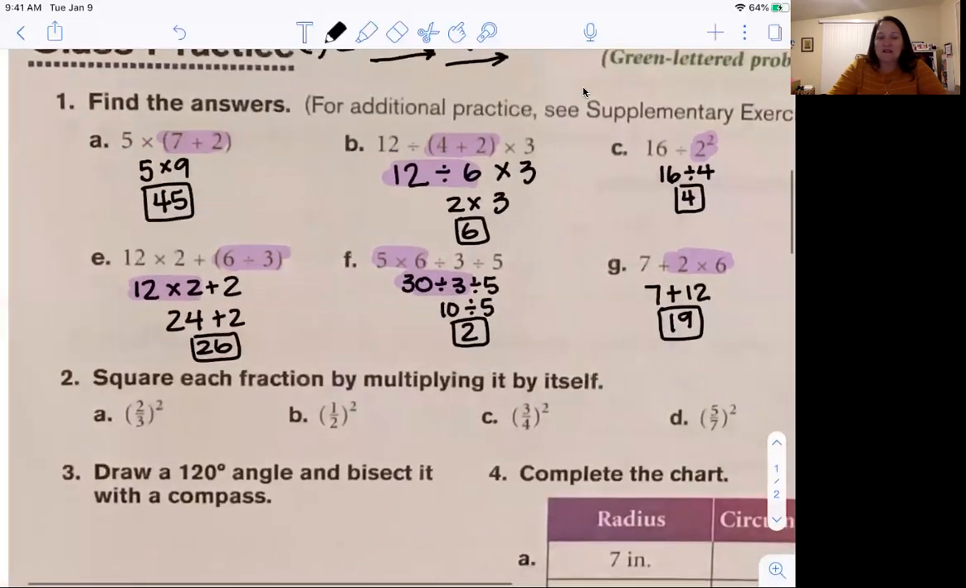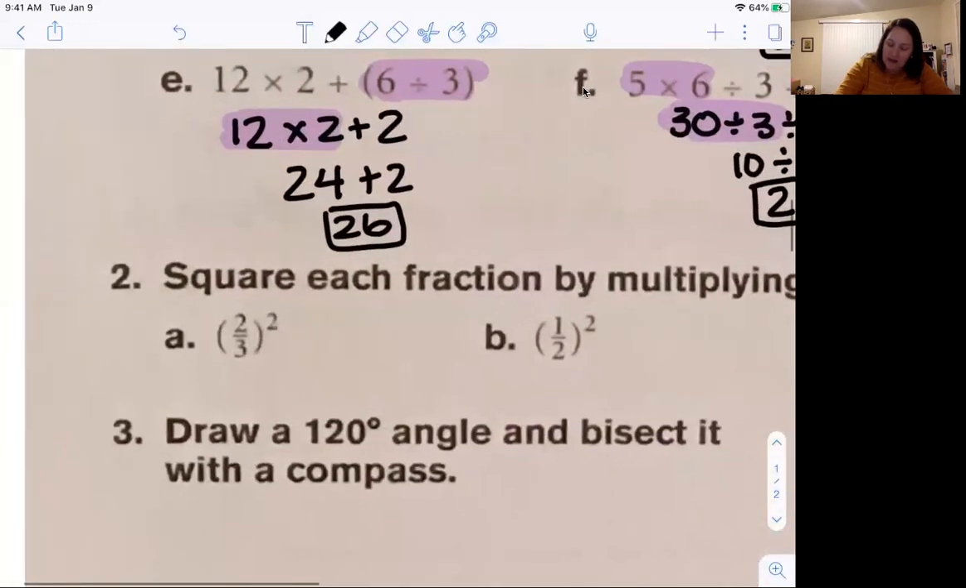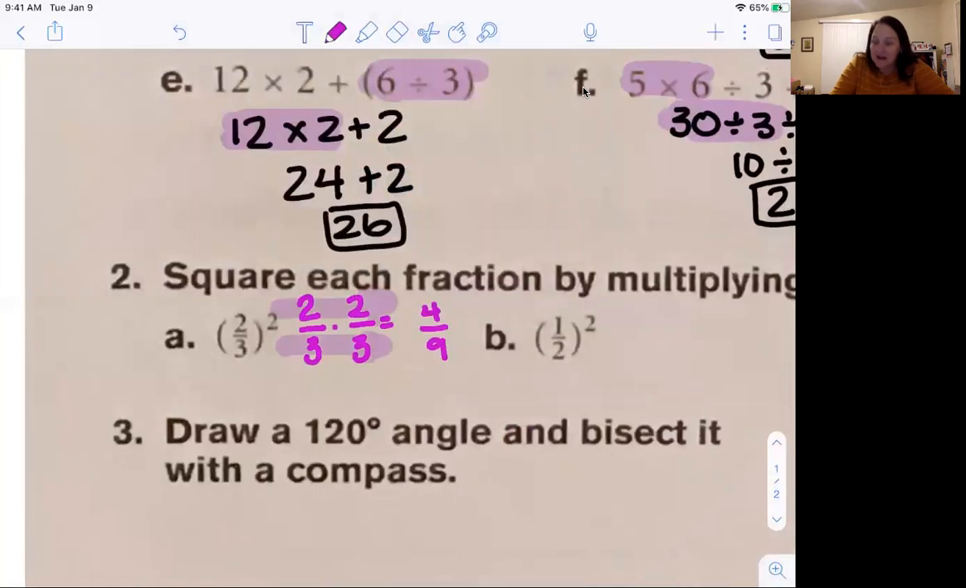Great. Let's move on. It says square each fraction by multiplying it by itself. Okay. So on A, if I'm going to multiply this guy by itself, that means I'm going to do 2/3 times 2/3. When we are multiplying fractions, do I have to have a common denominator? I mean, I do in this case, but do I have to? Nope. When you multiply fractions, all you do is multiply across. Okay, so what is 2 times 2? 4. And what is 3 times 3? 9. You're done. 4 ninths. Excellent.